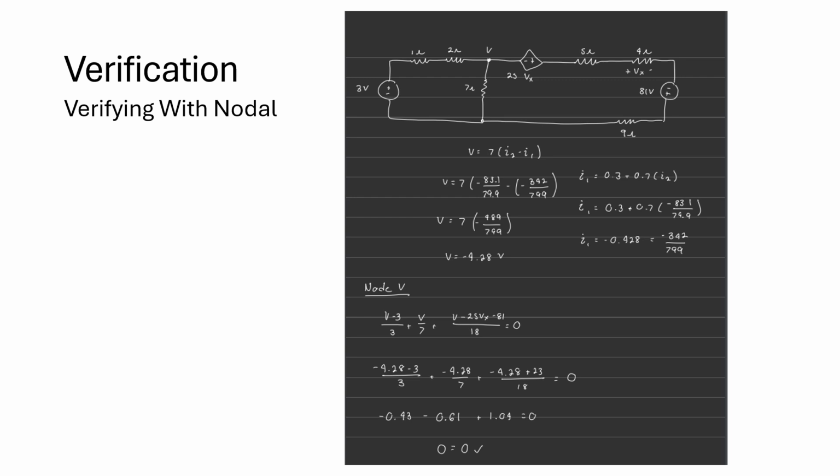Now, when we perform nodal analysis, we get the nodal equation of (V minus 3) over 3 plus V over 7 plus (V minus 25Vx minus 81) over 18 equals 0. Then we can plug in the value for V into this equation and plug in the value for Vx that we solved on the previous slide and simplify it. As you can see, we get 0 on the left side, which is equal to the right side, so we can safely say that we solved for the correct value of Vx.